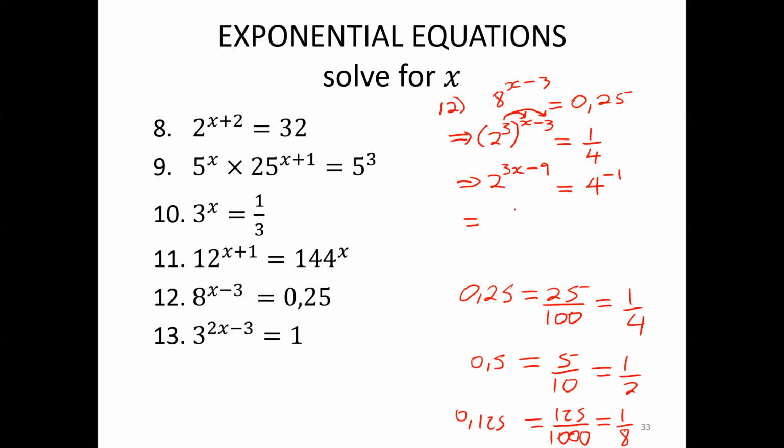So what you need to do is to simplify that 4 to the simplest exponential form. Please note that it is to the exponent of negative 1. But 4 to the simplest exponential form will be 2 squared. You will end up having 2 to the exponent of 3x minus 9 is equal to 2 to the exponent of negative 2.